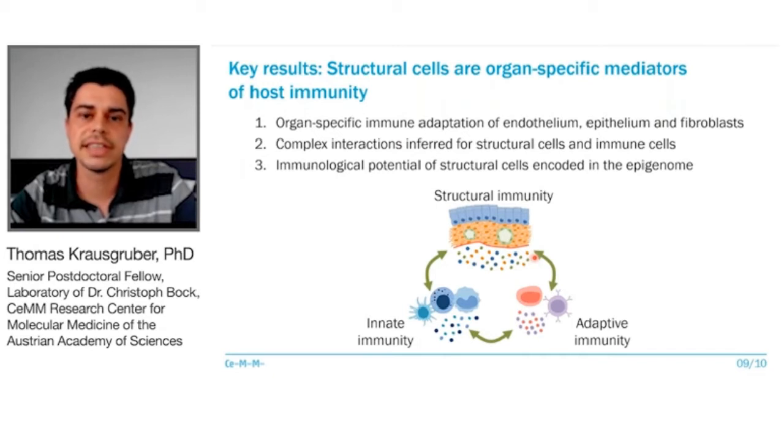And in our mind, there's three entities to our immune system. There's structural immunity, innate immunity, and adaptive immunity. And I hope with my presentation, I could show you that multi-omics profiling of bulk sorted cell populations is a powerful tool to discover novel biological insights.